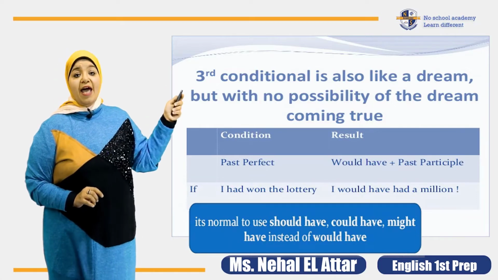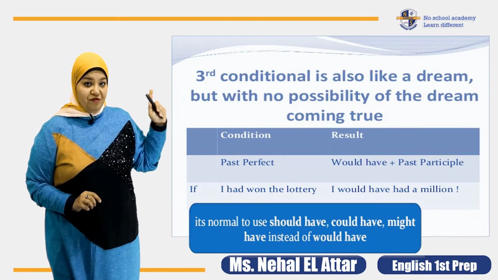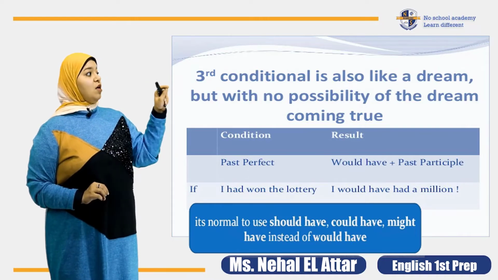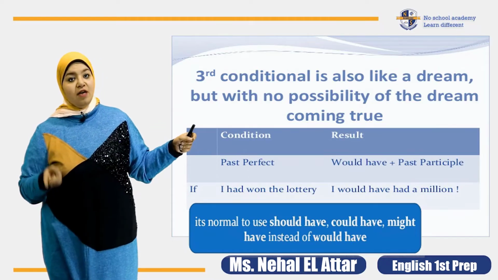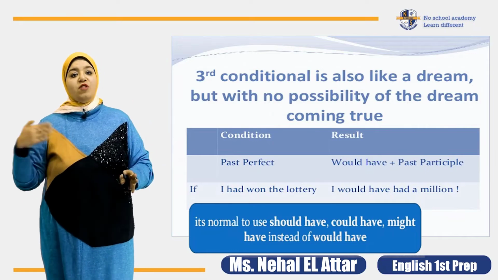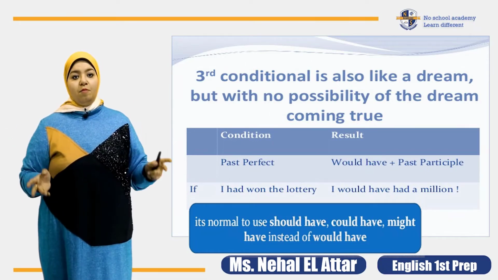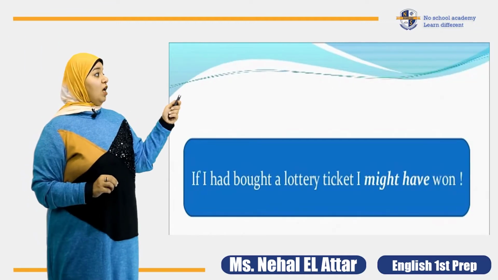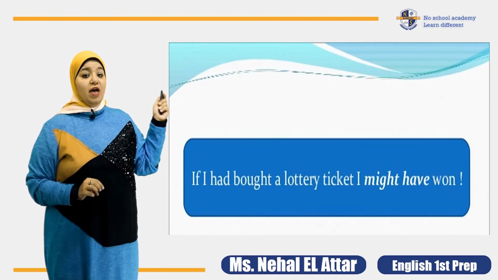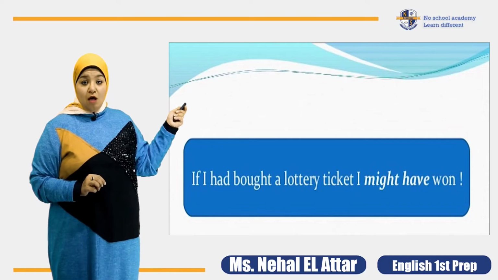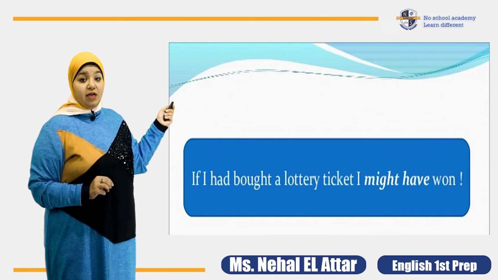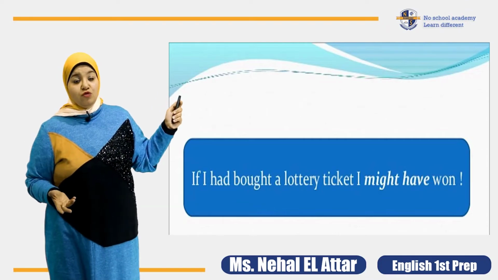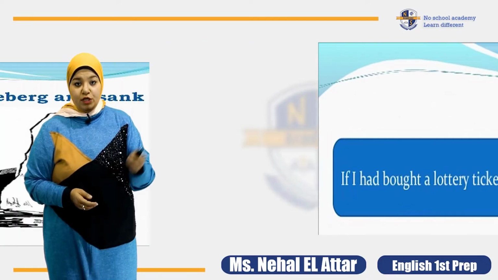If I had won, past perfect, had plus past participle, the lottery, comma, I would have had. It's not a mistake. Would have and the past participle is had. 1,000,000. Okay? Another thing here. If I had bought a lottery ticket, I might have won. If I had bought the lottery ticket, I might have won.